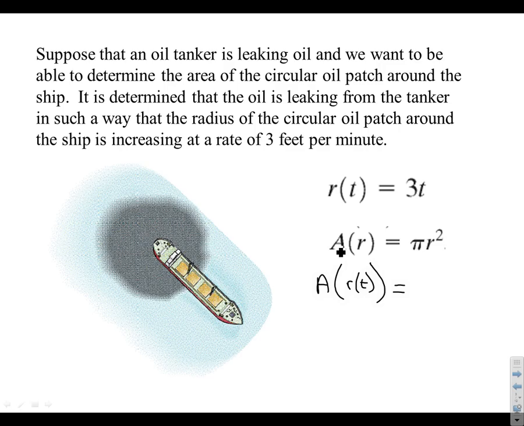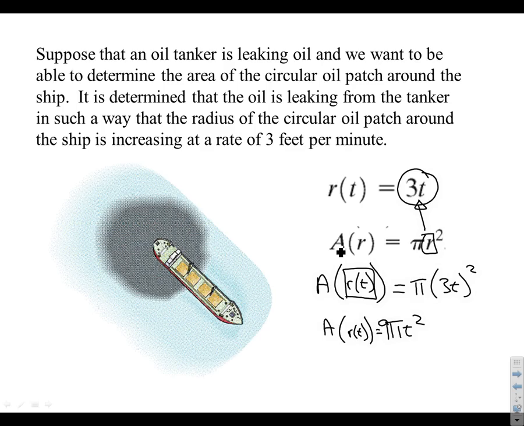So we're going to plug this in, pi. We're going to substitute because we know r as a function of t is 3t. So everywhere we saw r, we plugged in 3t. So now what do we have? Now we have 9, 3 squared, pi t squared. So if t was 60, I could plug it in and find the area.